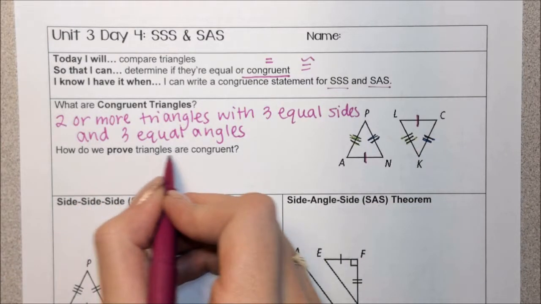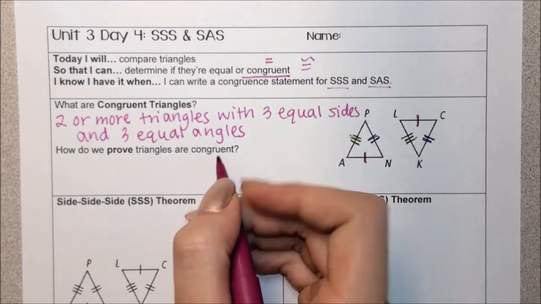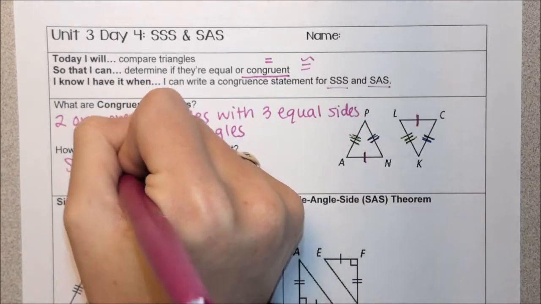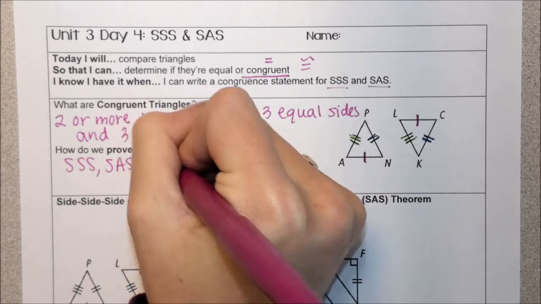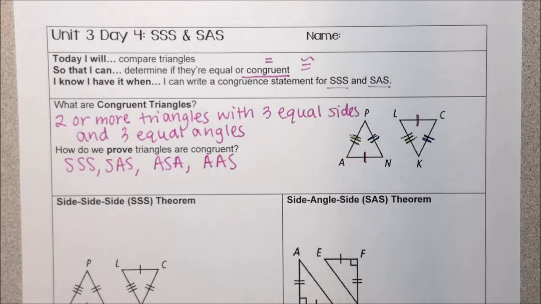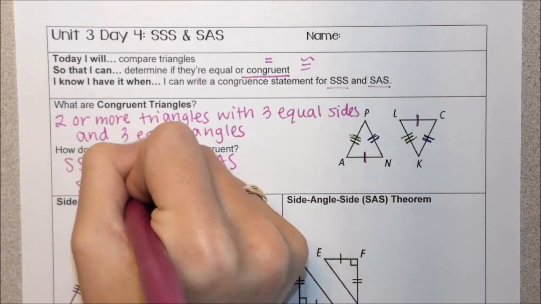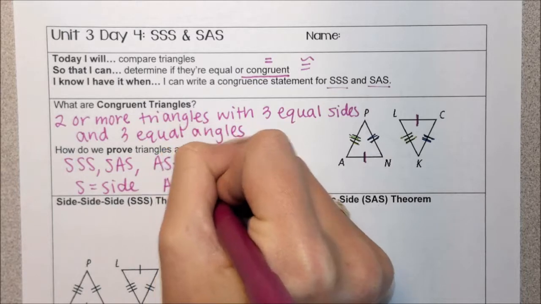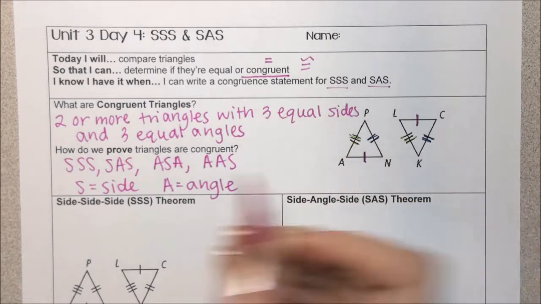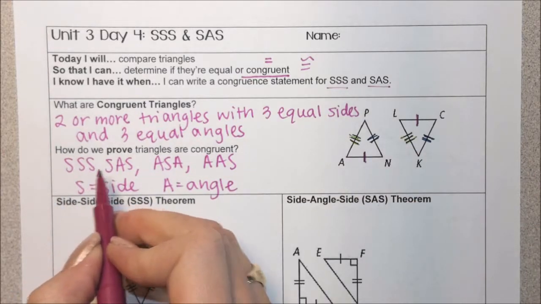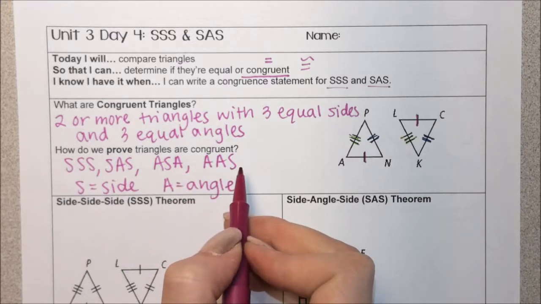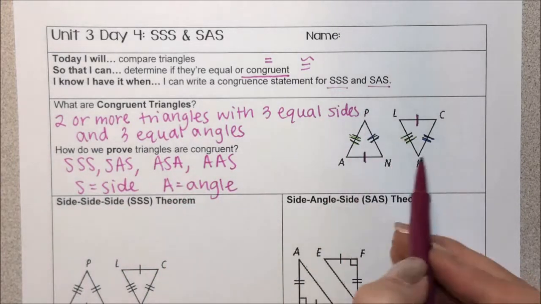The way we prove triangles are congruent is by four different theorems. So those are going to be called SSS, SAS, ASA, and AAS. And with these names, an S means side, and an A means angle. So by looking at a pair of triangles, if we know just three pieces of information, and it's any of these specific orders of information, then we automatically know that the entire triangles are congruent.